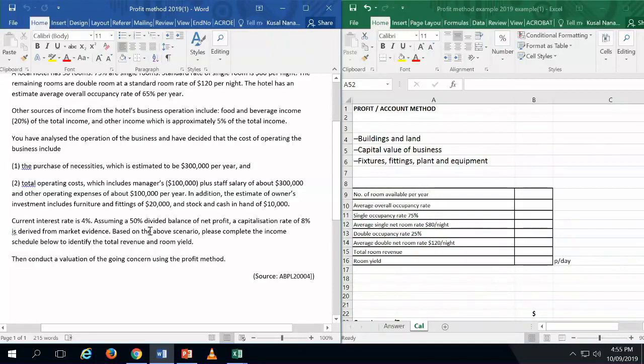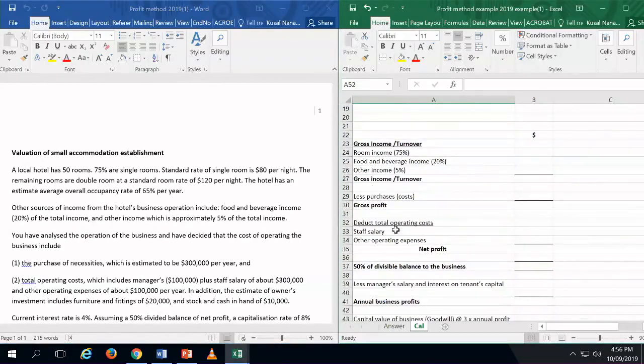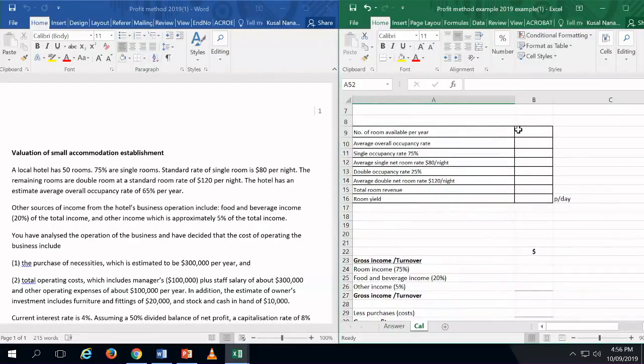Based on the above scenario, please complete the income schedule below to identify the total revenue and room yield. Then conduct a valuation of the going concern using the profit method. All right. Just do it together. Everything is done for you, the format. Just do the numbers. Just calculate the numbers. Number of rooms available per year. How many rooms available per year?